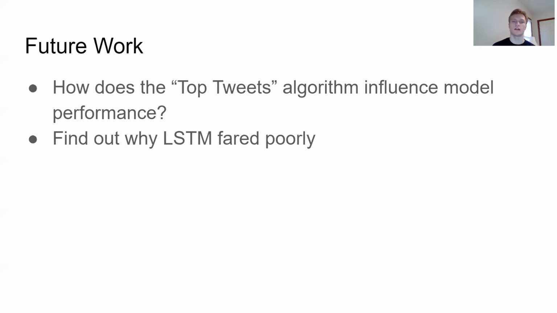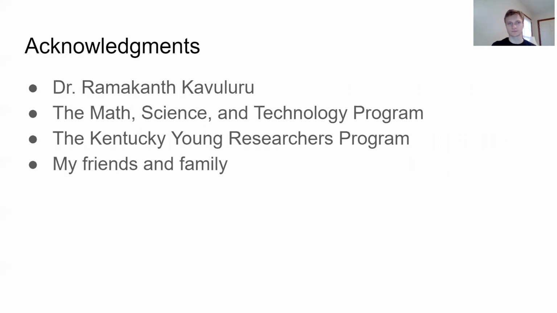In the future, I want to look at how the top tweet algorithm impacts why certain models do better. I think that the top tweet algorithm looks at n-grams and keywords, and hence why a model that's good at picking up on those would perform the best. And I want to find out why the LSTM performed poorly. I think it's because it overfit, but I'm not sure.